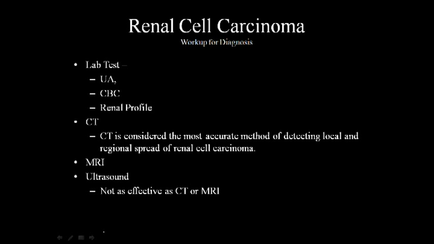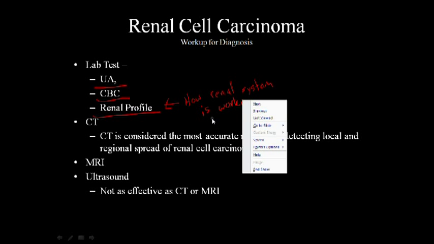The workup for diagnosis for renal cell carcinoma is a UA, just to see what's going on in the urine, CBC, and a renal profile, which is going to tell you things like BUN, creatinine, GFR, things like this, to see really how the kidney is working. And so let's write that there. How renal system is working.